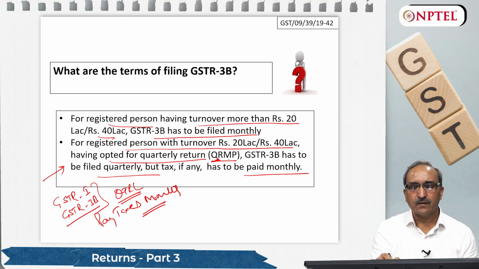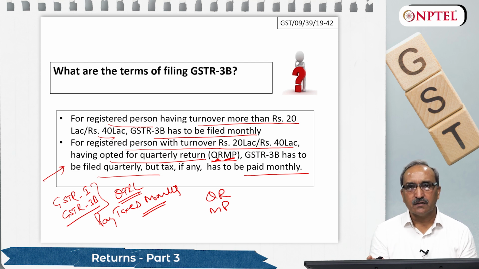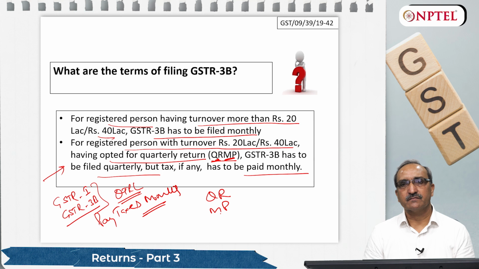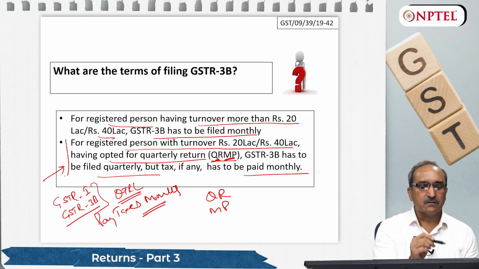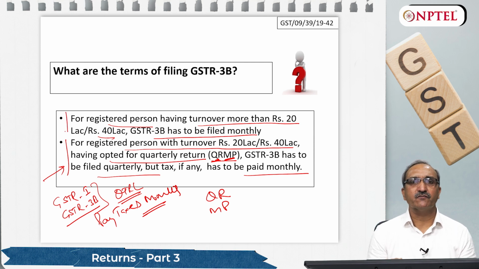Quarterly return, monthly payment. So you can file your GSTR 1, GSTR 3B on quarterly basis, but have to pay taxes on monthly basis. So government will get taxes every month if you are opting for this scheme. Otherwise, as a regular dealer, you are supposed to file your GSTR 1, GSTR 3B on monthly basis.